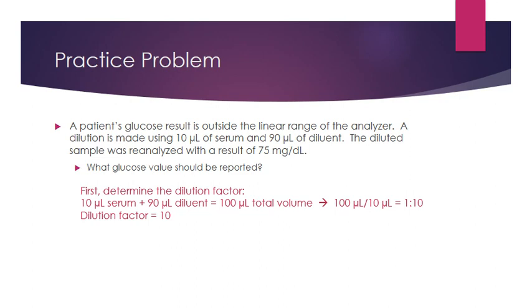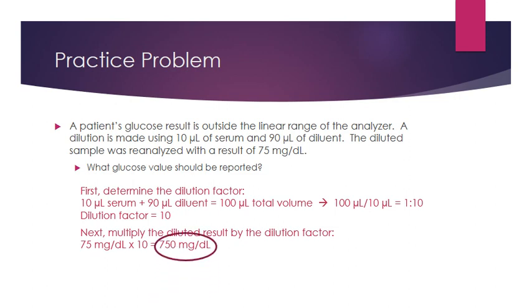So next, we need to multiply the diluted result by the dilution factor. So we have 75 milligrams per deciliter was the result we got from the diluted specimen. And we multiply that by 10, which was the dilution factor we calculated. And our final result is going to be 750 milligrams per deciliter.